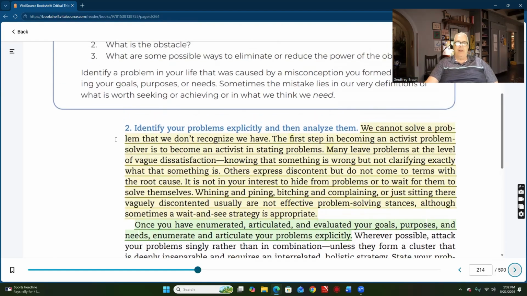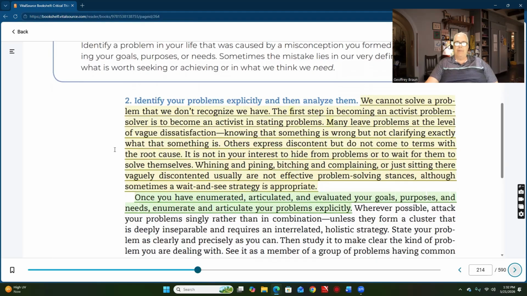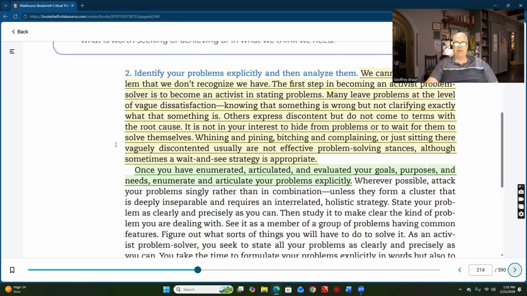So, anyways, identify your problems explicitly and then analyze them. We cannot solve a problem that we do not recognize we have. The first step in becoming an activist problem solver is to become an activist in stating problems. Many leave problems at the level of vague dissatisfaction, knowing that something is wrong, but not clarifying exactly what that something is. Others express discontent, but do not come to terms with the root cause.